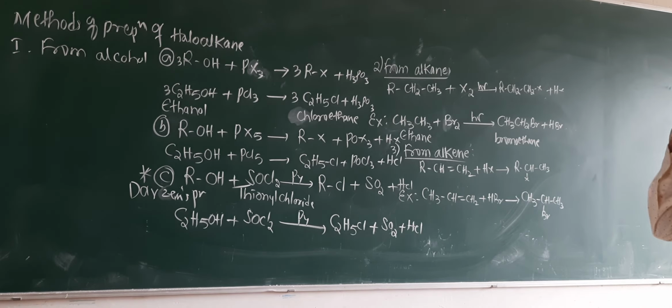In presence of a peroxide catalyst, the addition of HBr on a higher alkene will take place against Markovnikov's rule, that is called the anti-Markovnikov's rule, or the Kharasch effect, or the peroxide effect.